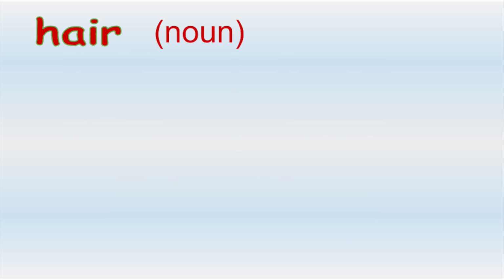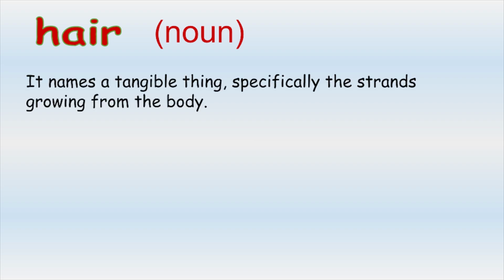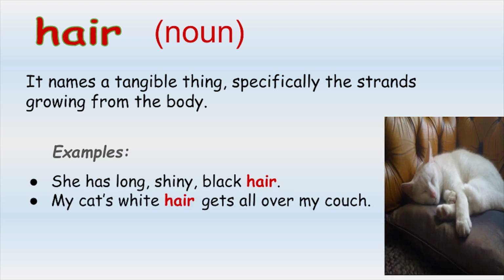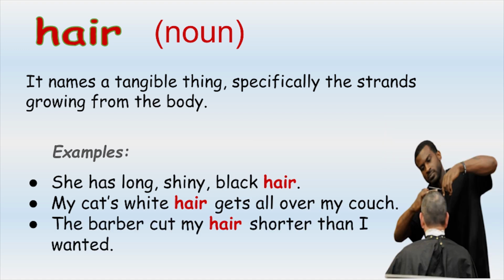Hair, spelled H-A-I-R, is a noun. It names a tangible thing, specifically the strands growing from the body. Let's look at some examples. She has long, shiny black hair. My cat's white hair gets all over my couch. The barber cut my hair shorter than I wanted.